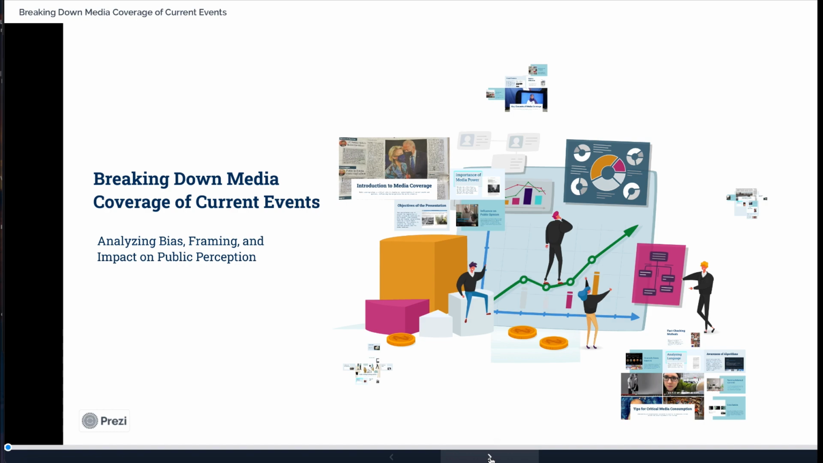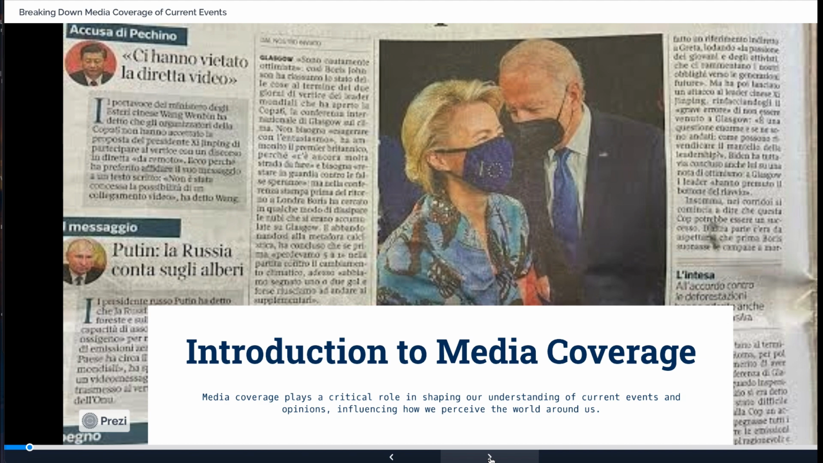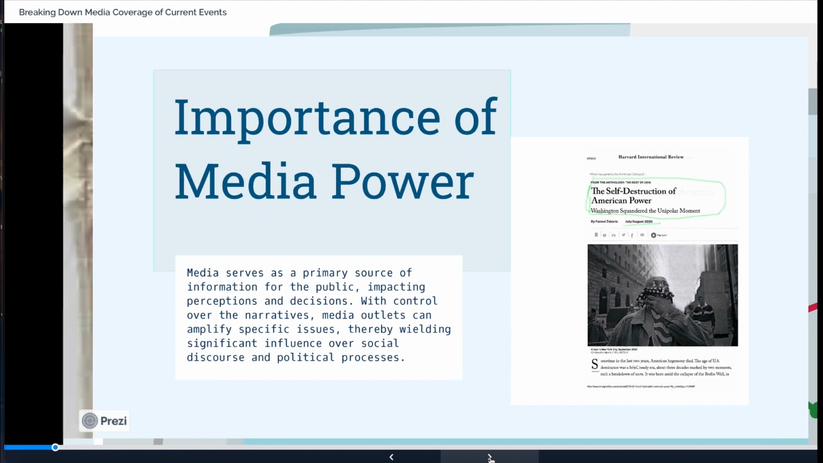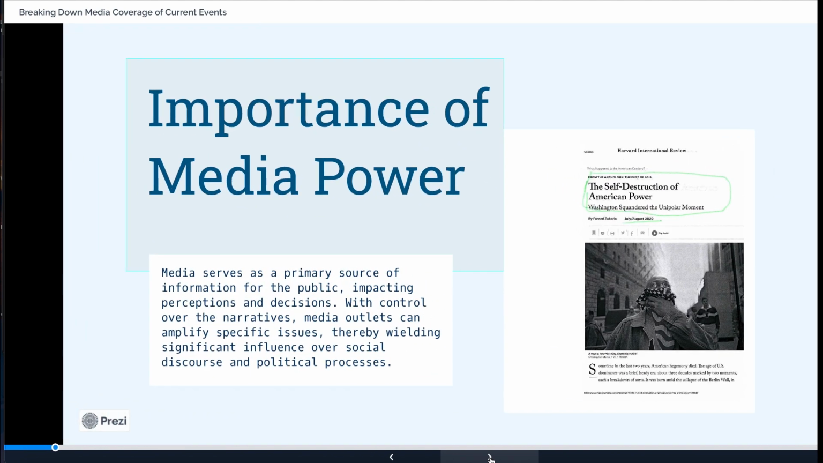Introduction to media coverage. Media coverage plays a crucial role in shaping our understanding of crucial events and opinions, influencing how we perceive the world around us. Importance of media power. Media serves as a primary source of information for the public, impacting perceptions and decisions. With control over the narratives, media outlets can amplify specific issues, thereby wielding significant influence over social discourse and political processes.